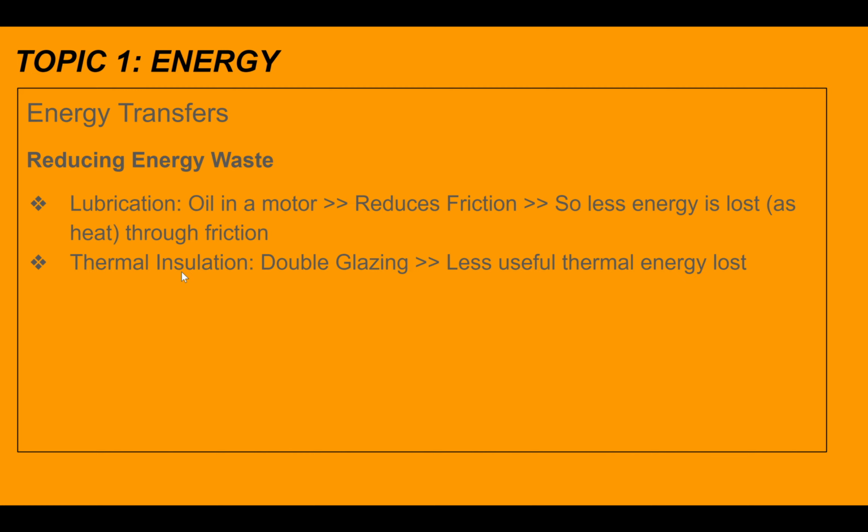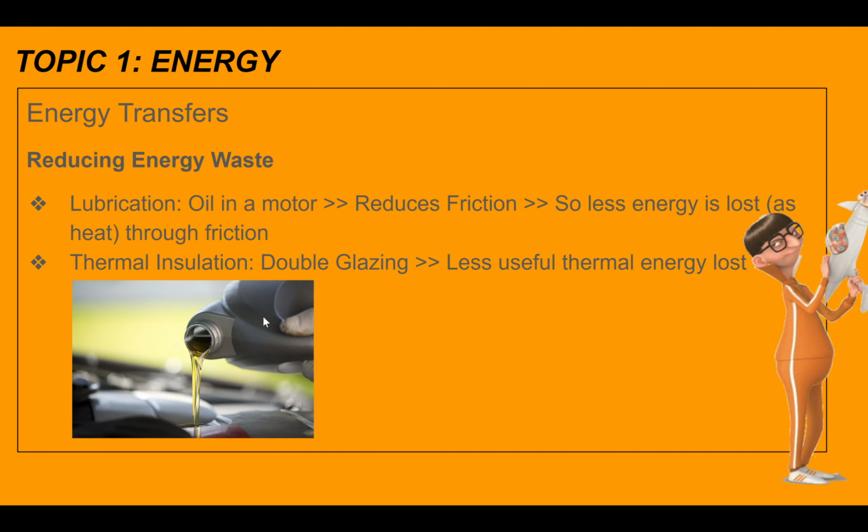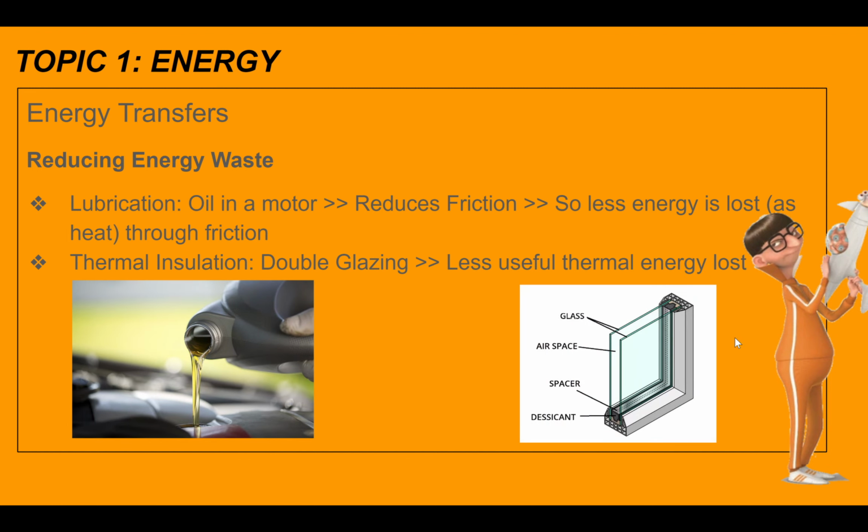So thermal insulation is another one. Double glazing. Once again, just don't be weird, please. That's not what I mean. But double glazing reduces the useful thermal energy lost through windows, as will be seen in a second. See, look, this is a double glazed window. You might see them at churches. I know at my church we got a lot of double glazed windows because it gets very cold in churches. So that's the glass, that's another set of glass, and that's the airspace between the two.